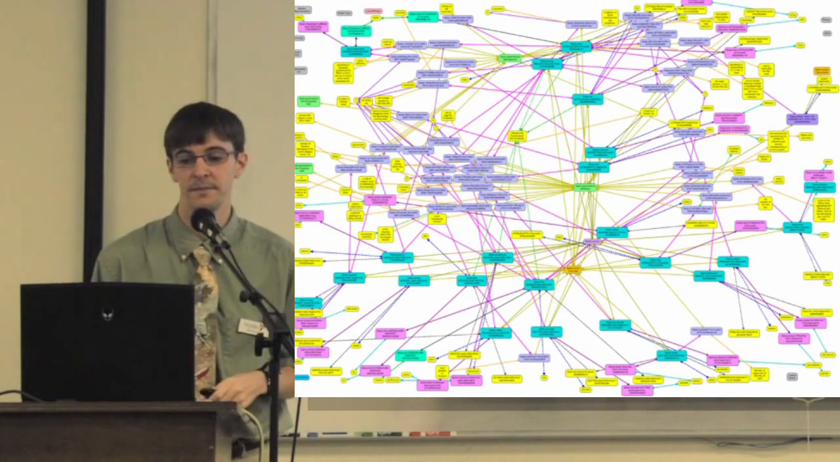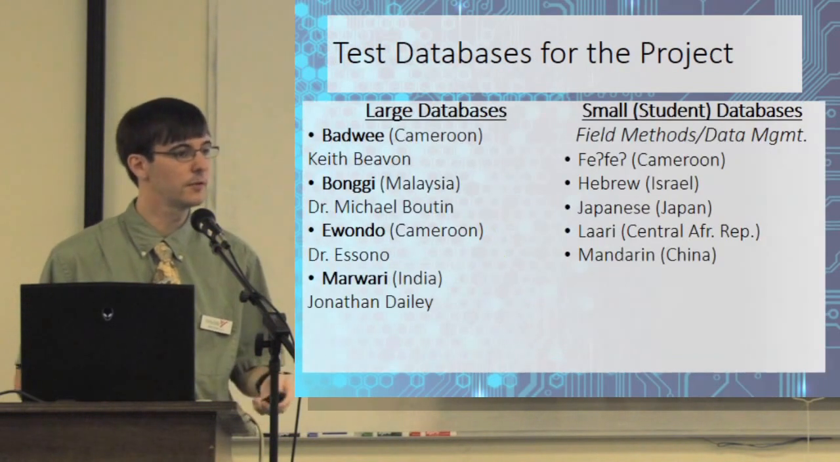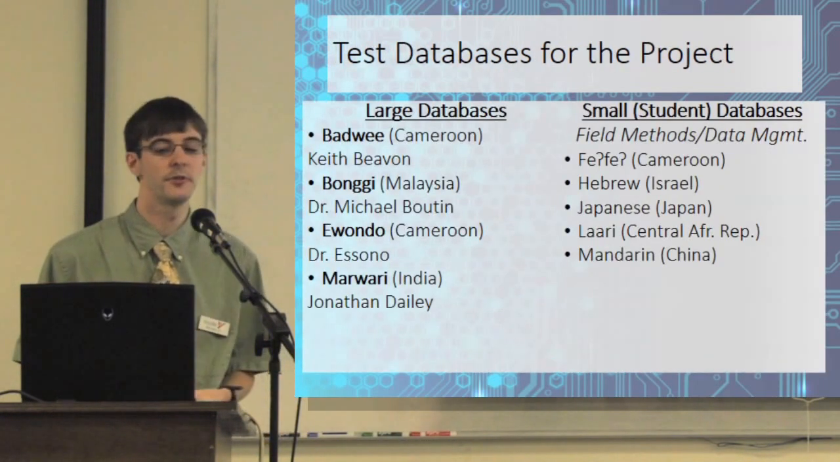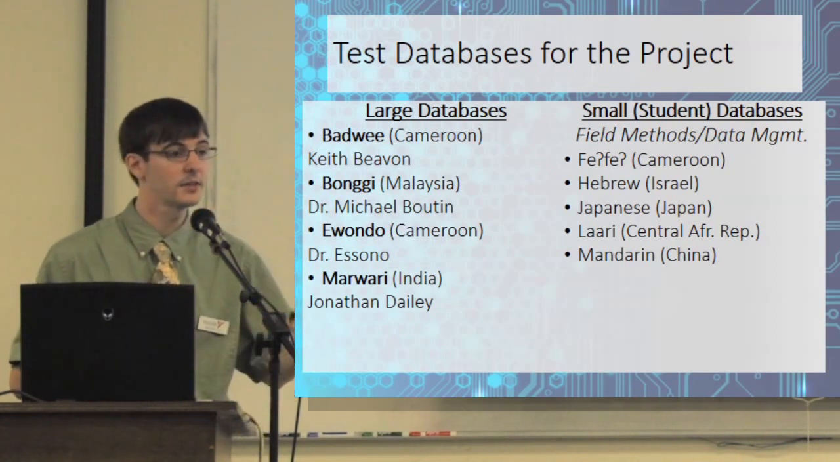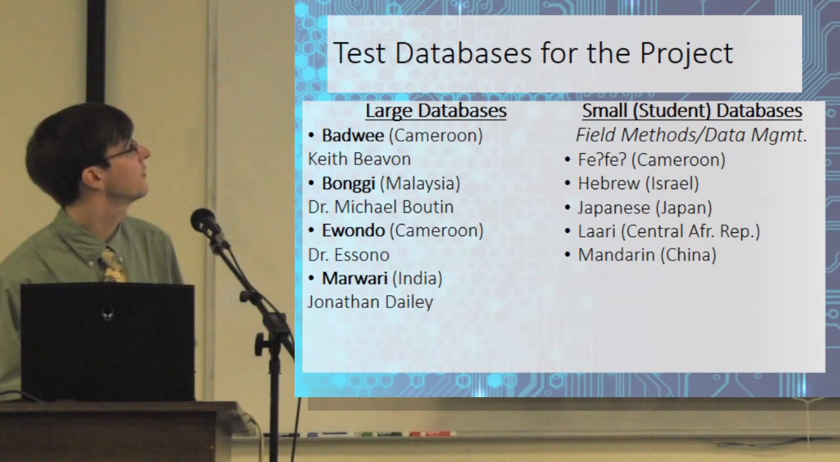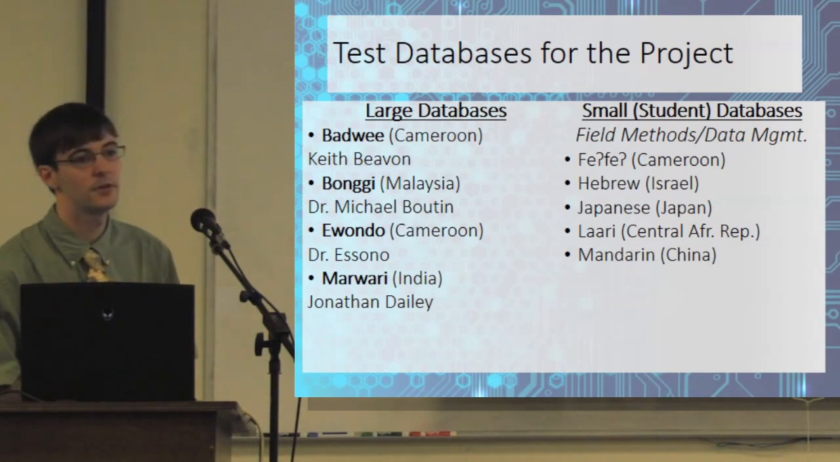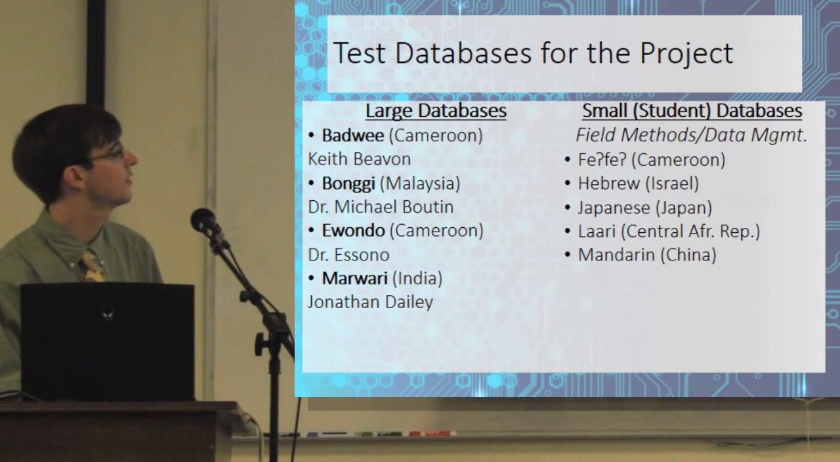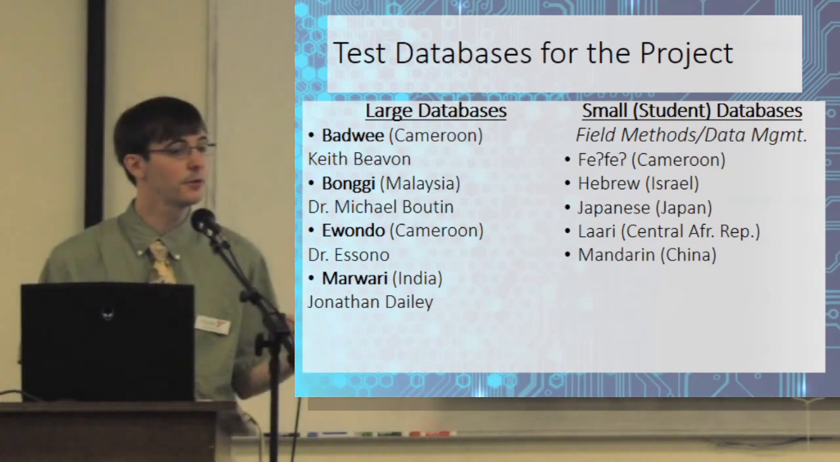I repeated that process for more lexicons, which by this point was sort of a press play, and it goes through once I had written all the transforms. So these are the lexicons that I imported into my database. The first one was Badwe from Cameroon by Keith Beavon, and then Bongi from Malaysia by Dr. Boutin, Ewondo from Professor Isono in Cameroon, Marwari from Jonathan Daly, and I took some small student databases from Field Methods and Data Management that I already had and transformed those as well, because although they're small, they're very rich.